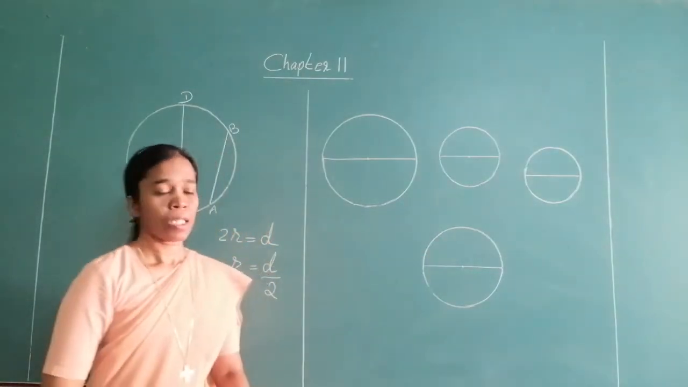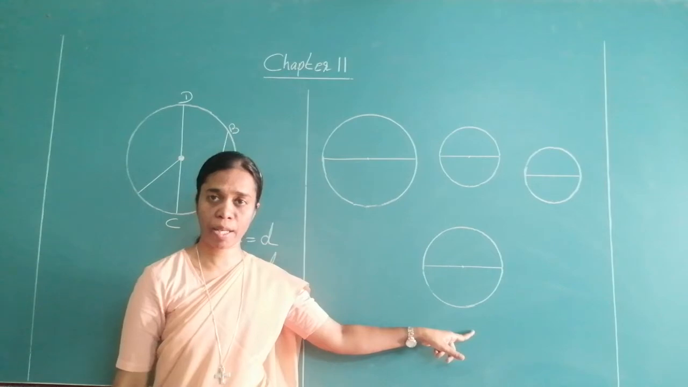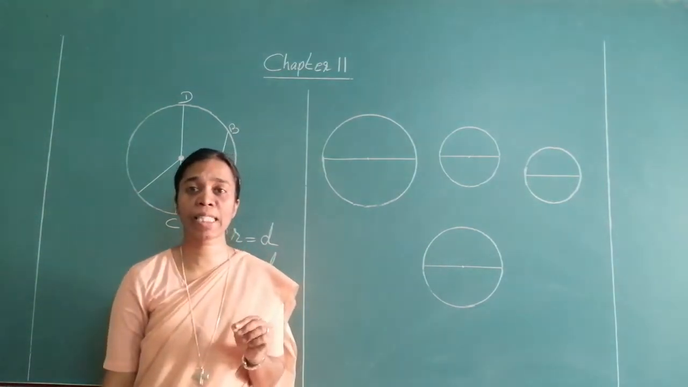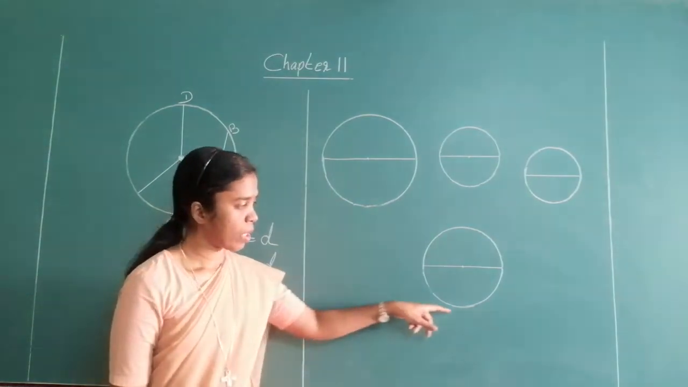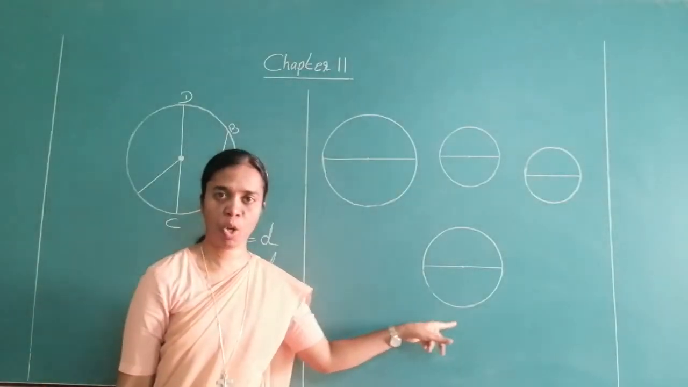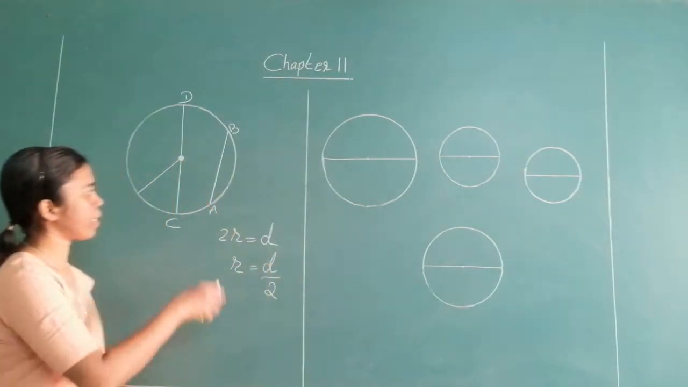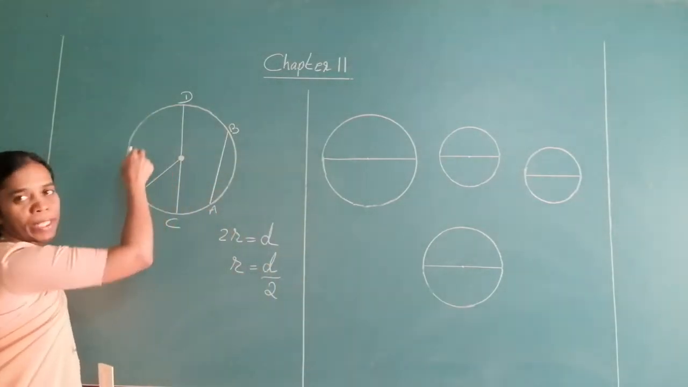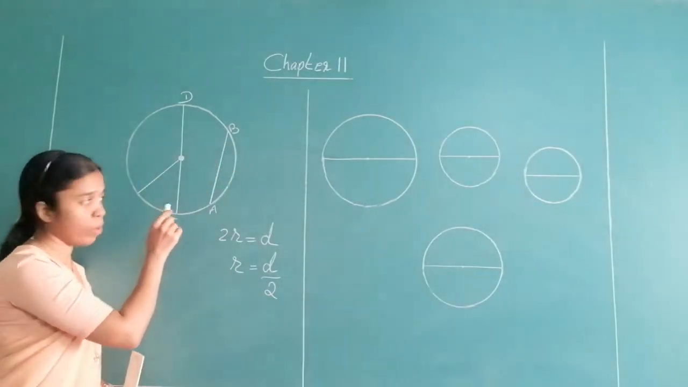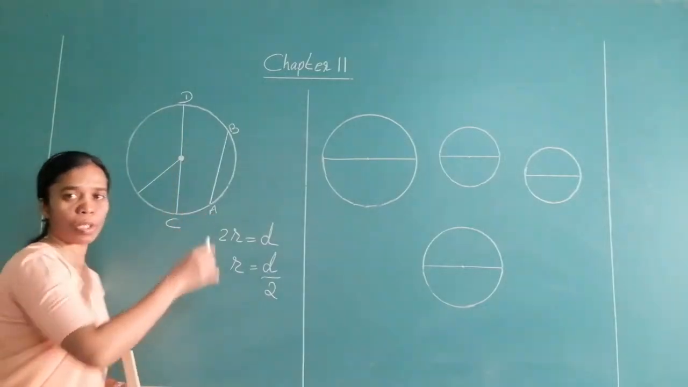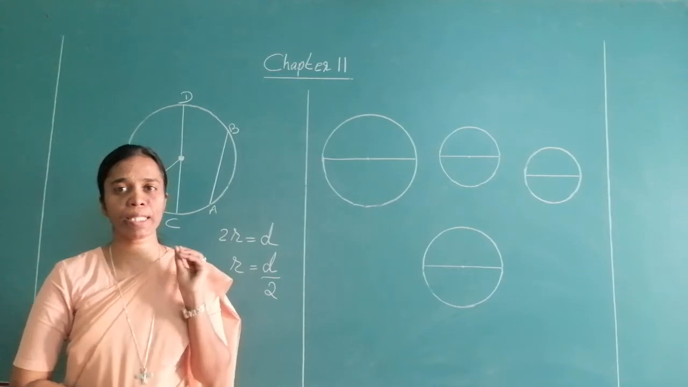Now, this boundary length is called the circumference of a circle. I repeat, the boundary length of a circle. Boundary means what? Only this outside length, only this outside measure, not the interior part. Only this boundary length is called the circumference of a circle.